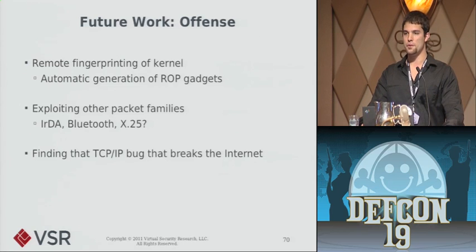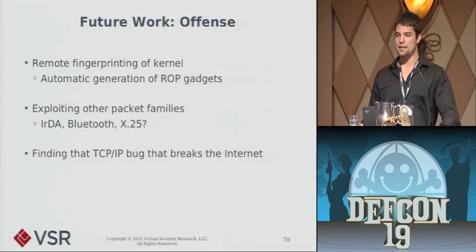Now, more general future work on the offensive side, because these exploits really rely on knowing something about your target, I think remotely being able to fingerprint a kernel, identifying is this a distribution, what distribution is it, what version is it likely to be, is really essential in gaining the information you need about your target to be able to build your exploit.